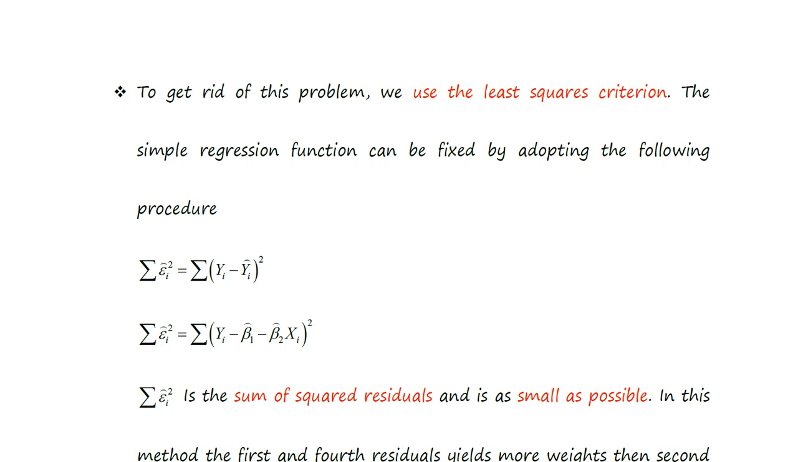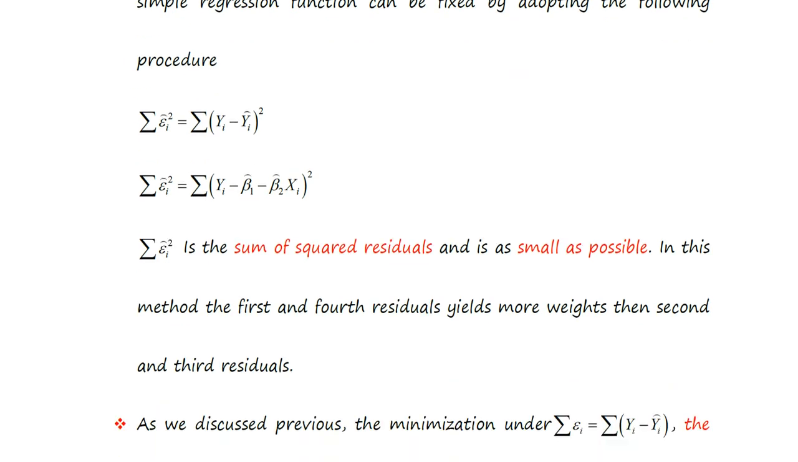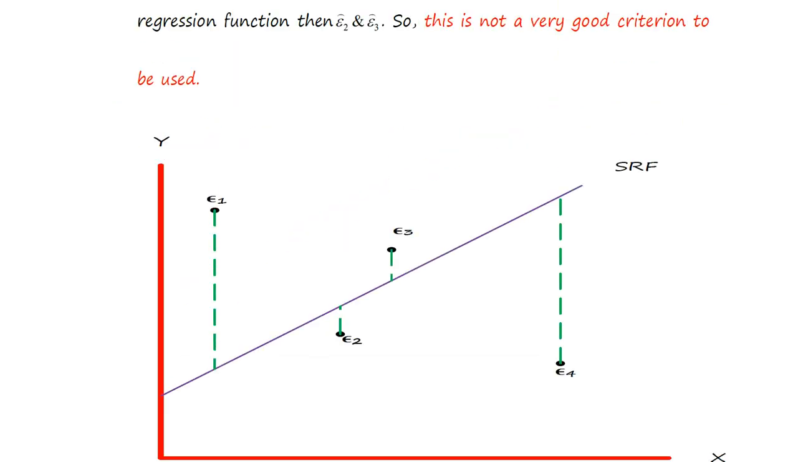How do we get rid of this problem? We use the least squares criterion. In the least squares criterion, we simply square the error term. As you know, yi cap is equal to beta 1 cap plus beta 2 cap xi. So put these observations here. This minus sign multiplies and converts the plus sign into minus sign. The sum of ei square is the sum of squared residuals and should be as small as possible.